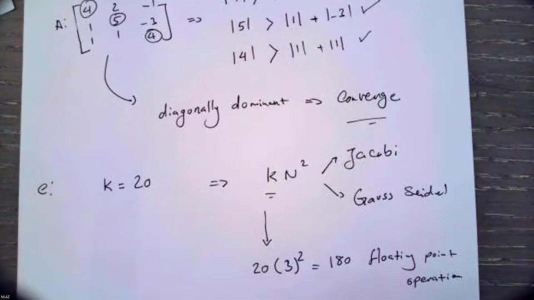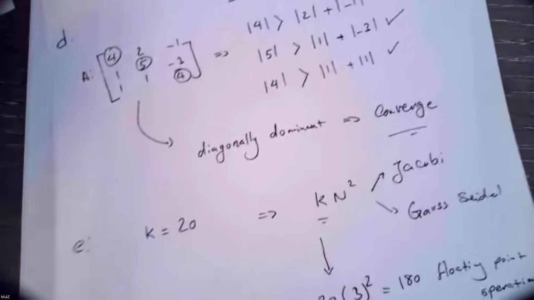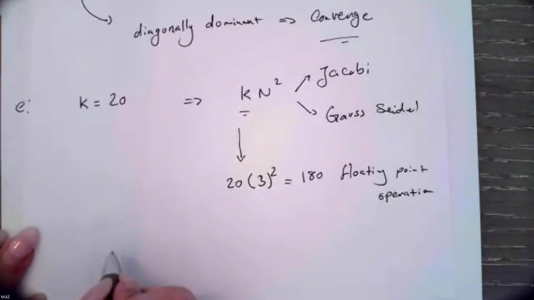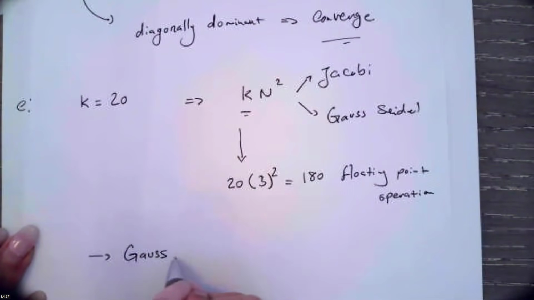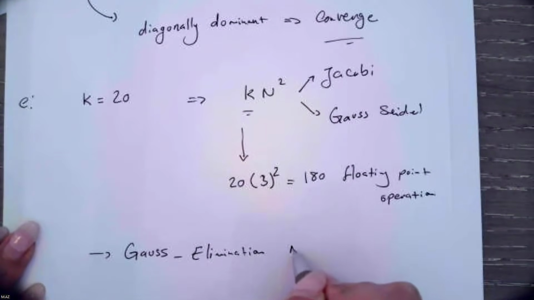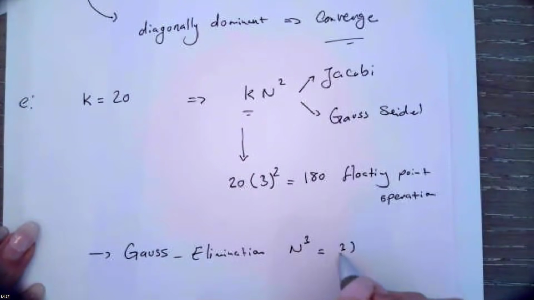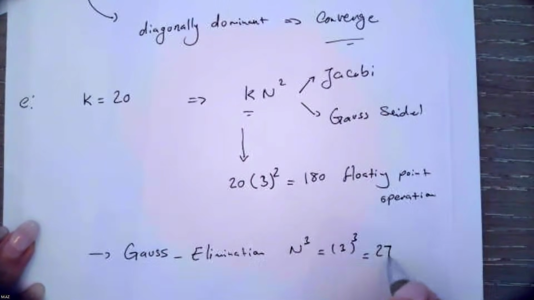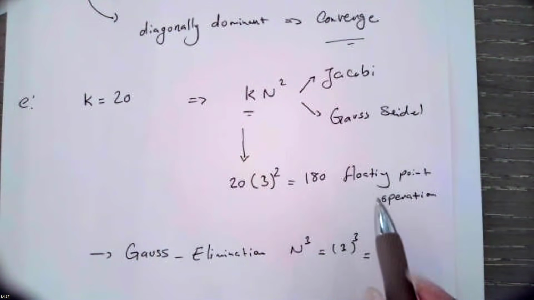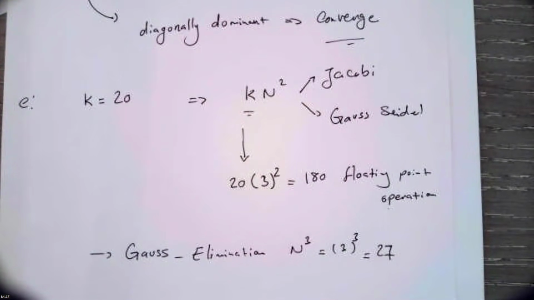But if you remember, for the Gauss elimination method, which is a direct method, the floating point operation count is n cubed. Please don't confuse these methods together. This is the floating point operation count for Jacobi and Gauss-Seidel, and this is the floating point operation count for the Gauss elimination method.